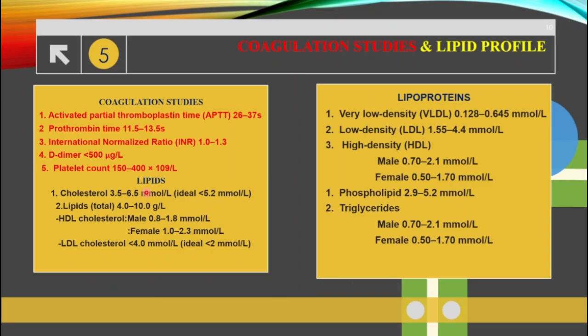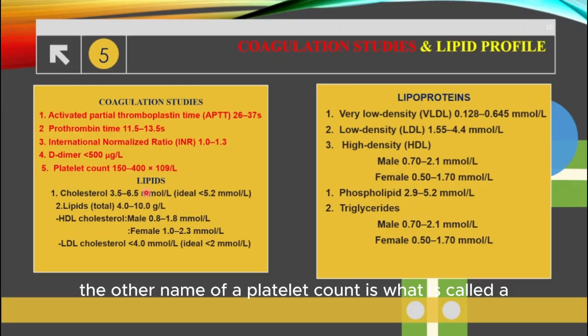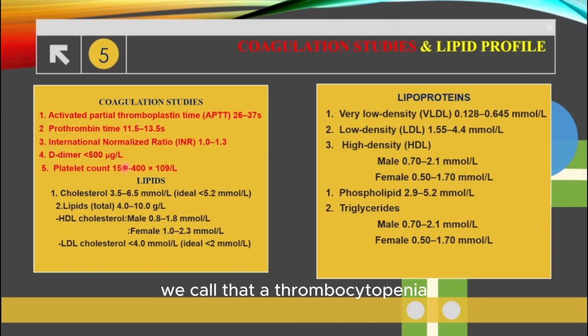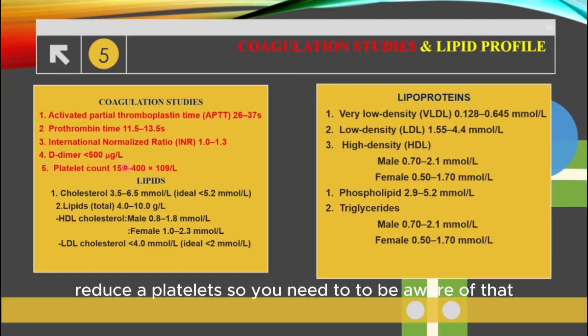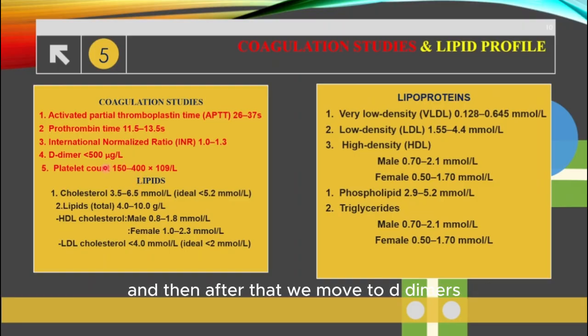Now, the other name of platelet count is what is called thrombocytes, right? Thrombocytes. So if your platelets are less than 150, we call that thrombocytopenia. And if your platelets are more than 400, we call it thrombocytosis. So you have got different conditions that will give you elevated platelets, and you're going to have conditions that will give you reduced platelets. So you need to be aware of that. And then after that, we move to D-dimers.